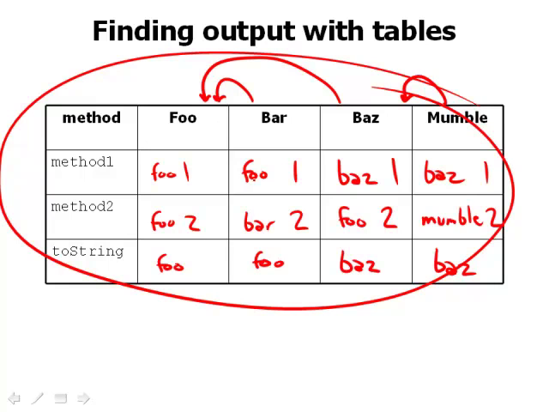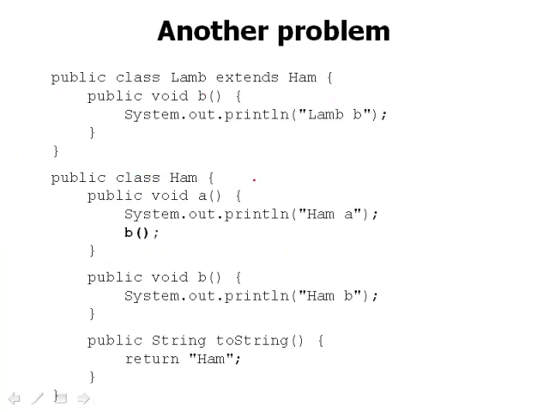So now what I'd like to do is walk through a little bit more complicated example of the same idea. Let's look at another set of classes. So again, we have sort of meaningless classes with silly method names. In this case, we have the ham class and the lamb class and a couple of other ones. And the methods here are called A and B and toString.